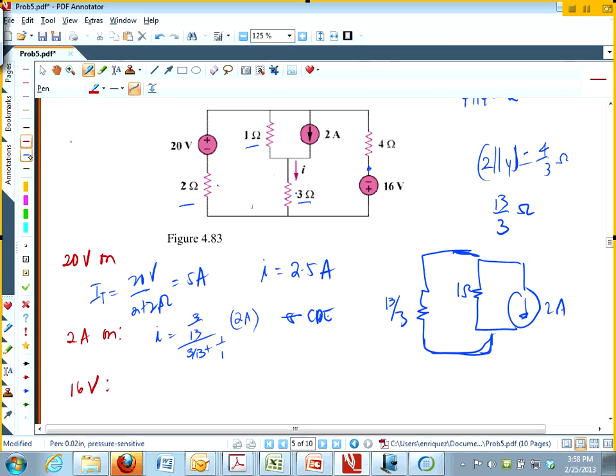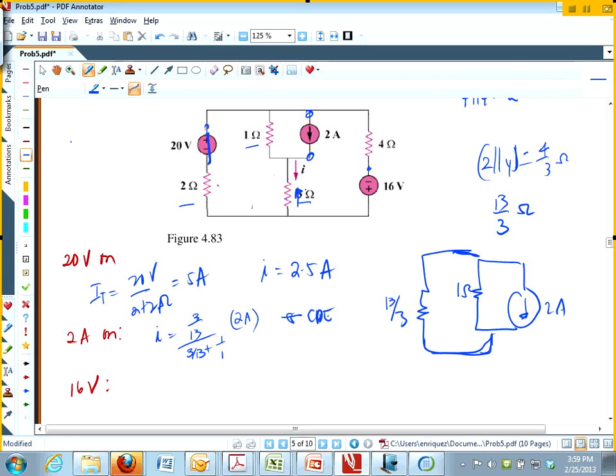When the 16 volts is on, what do I do with the 20? Replace with a wire. What do I do with the 2 amps? Open circuit. So how do we find the I? This one you have to be careful, right? The I that the 16 volt source is going to generate is actually opposite the I as they labeled it. So you expect a negative value.